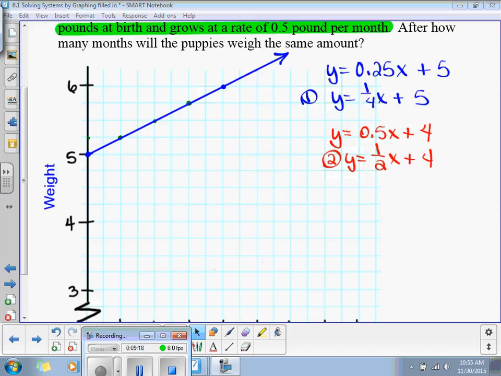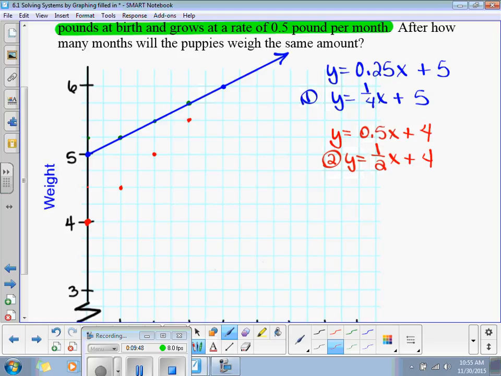All right, so for the second equation, I'm going to go ahead and graph with the decimal for that one too. Since the slope is 1/2 and the y-intercept is 4, this time my y-intercept is 4, and we're going to go up 1/2 and to the right 1. Up 1/2, to the right 1.